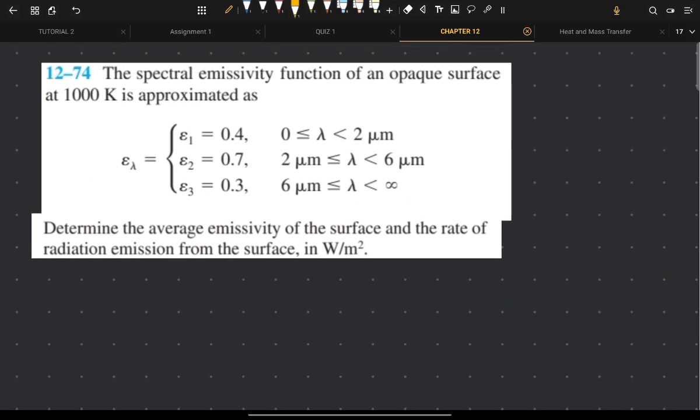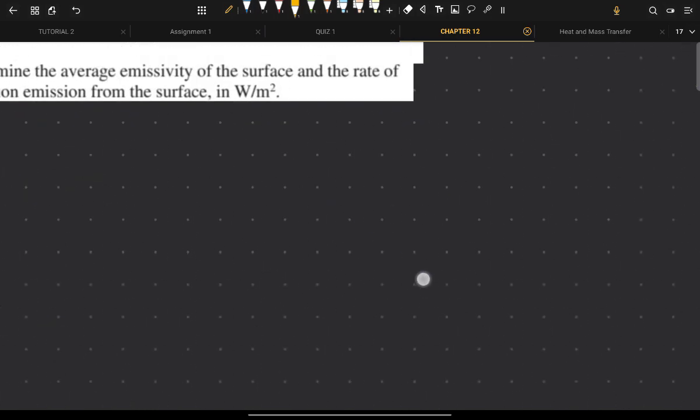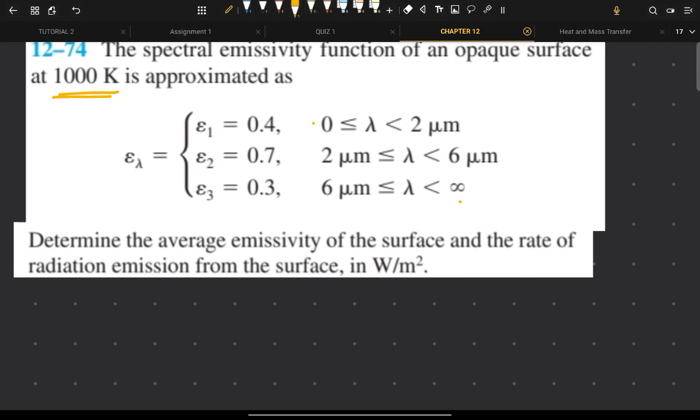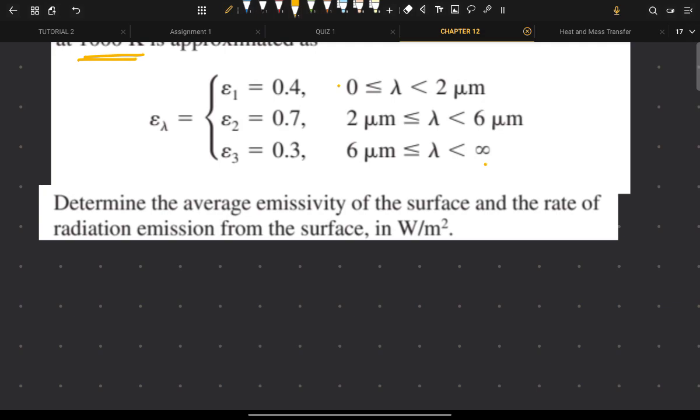We read the questions first. So the spectral emissivity function of an opaque surface at T equals 1000 Kelvin is approximated as this. So this is the range from 0 to infinity, and then this is the piecewise function. So here they ask the average emissivity and they ask the rate of radiation emission from the surface.